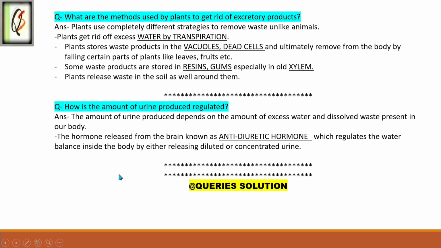The last question again: how is the amount of urine produced regulated? So this is again a concept we have covered in our video. The amount of urine produced depends on the amount of water and the dissolved waste present in the body, first of all. And secondly, as we know, there is a hormone known as the antidiuretic hormone, which plays a very important role in regulating the water balance in our body by releasing either a urine which is very diluted or a urine which is very concentrated.